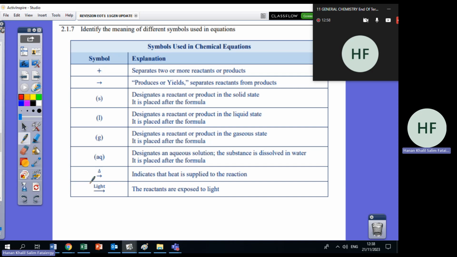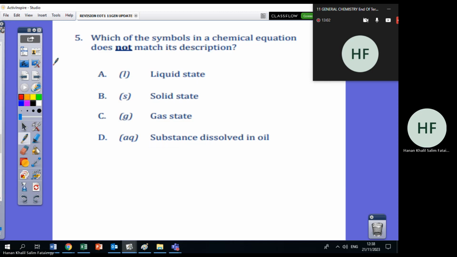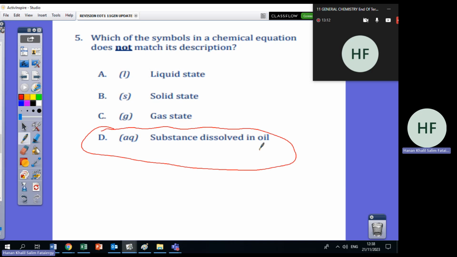Now these are the symbols. I already explained them to you. If you want, pause the video and read them. Okay, now let's do this question. Which of the following symbols does not match its description? Choose the correct answer. Of course this one is wrong. Why? Because aqueous means dissolved in water, not in oil.